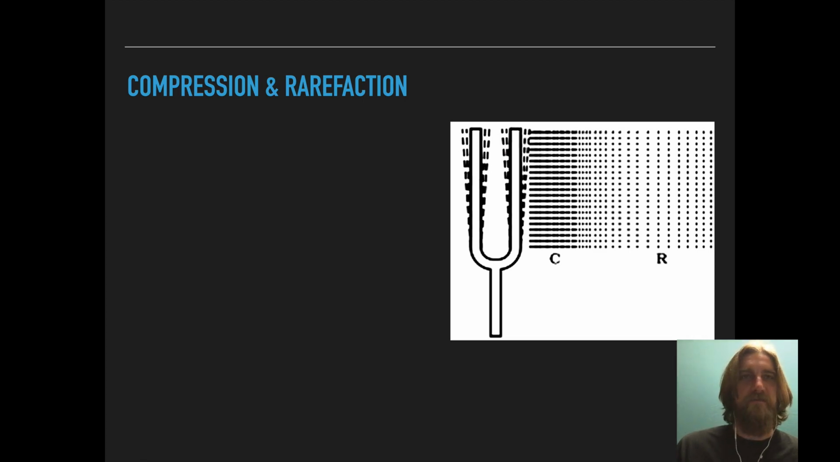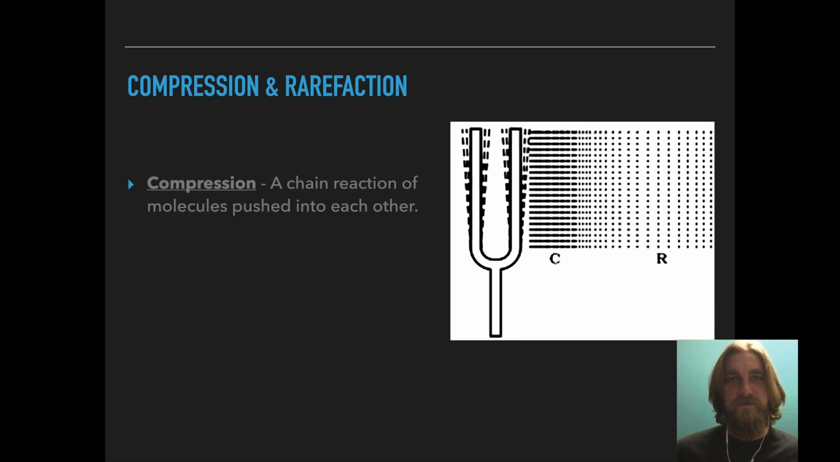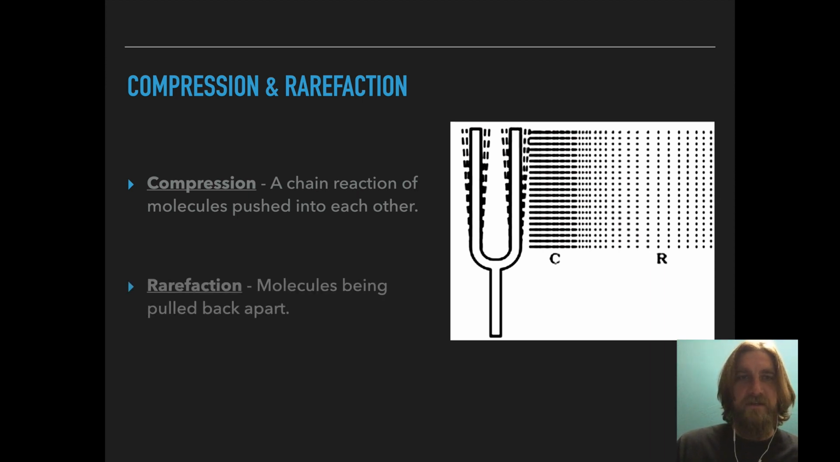And that's where this idea of compression and rarefaction comes in. So compression and rarefaction, if you can sense it, it's a chain reaction of molecules pushing into each other. And then the rarefaction is when those molecules are being pulled apart again. So the easiest way to think about this is like you strike a bell. It causes a vibration. The molecules around the bell are pushed into each other and pulled apart as long as that vibration continues.